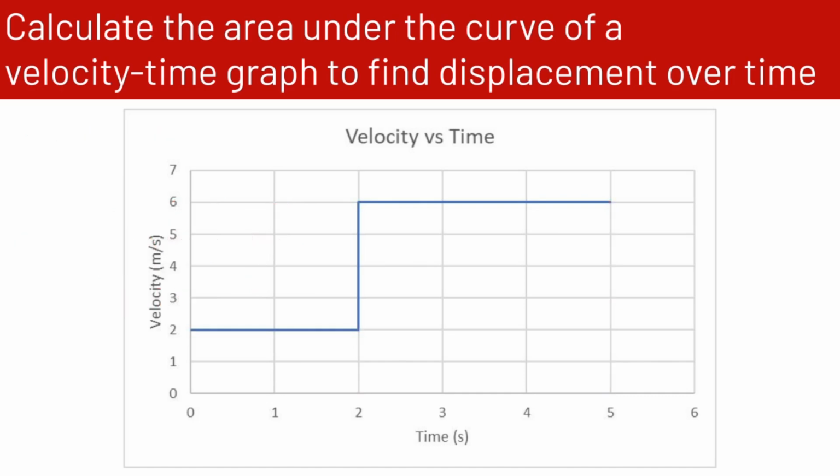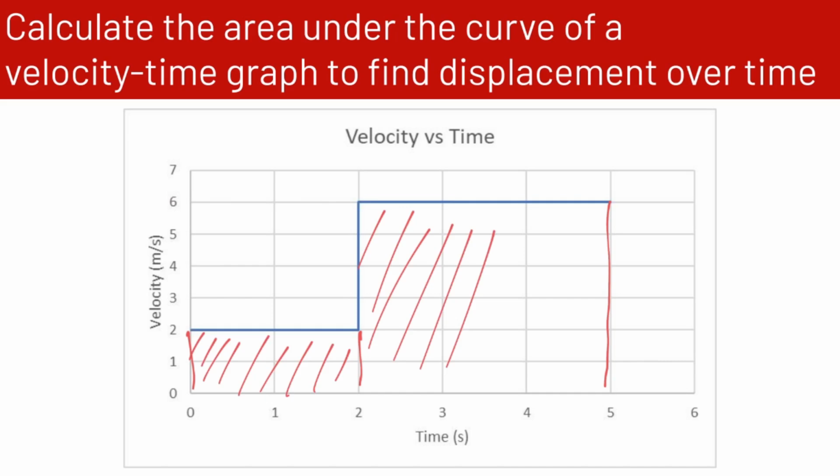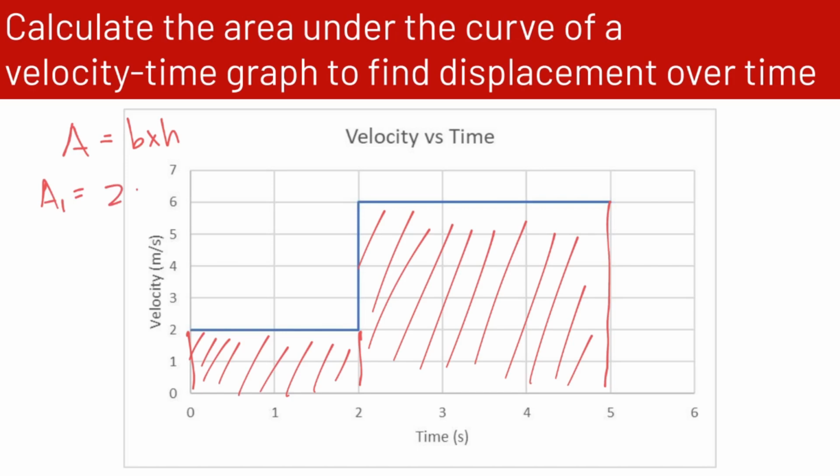So here we're going to solve the problem geometrically. So we're going to find the area of these two sections. So remember, the area of a rectangle is base times height. So we have the base of section 1 is 2 seconds, and the height is 2 meters per second. So that gives us an area of 4 meters.